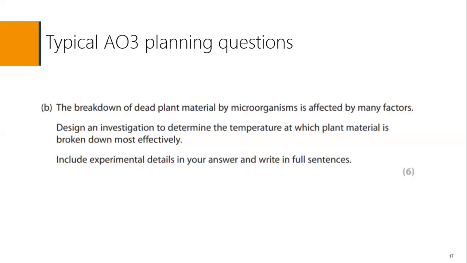The other aspect of AO3 is planning. So this is a typical AO3 planning question, which we will look at in more detail later. They're given some information. They have to design an investigation to determine the temperature at which plant material is broken down most effectively. It is asking them to take information and practicals that they have done and give all the experimental details to carry out that investigation. And this is a 6-mark question, and there will be 6-mark planning questions on the exam paper.